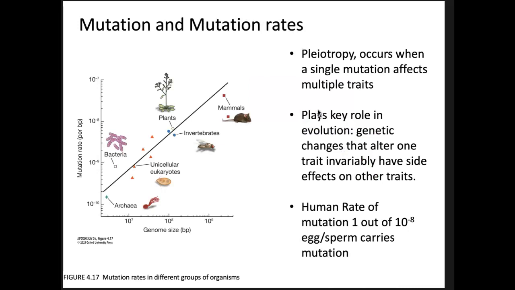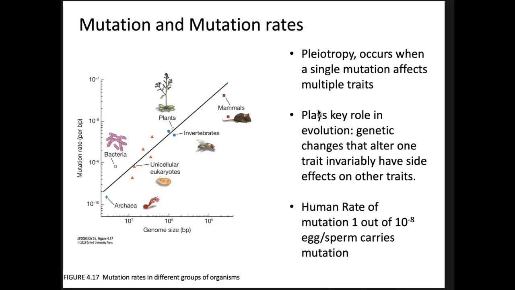Okay, so let's talk about mutation rates and mutation in general. Every time a person makes an egg or a sperm, roughly 1 out of 10^8 of the DNA bases has a new mutation. And essentially, mutation is one of the key ways in which we introduce genetic variation into the genome. Okay?